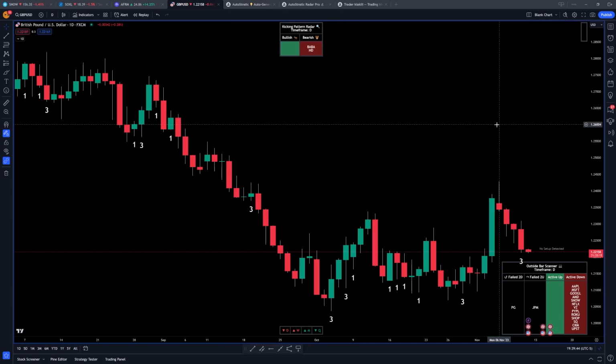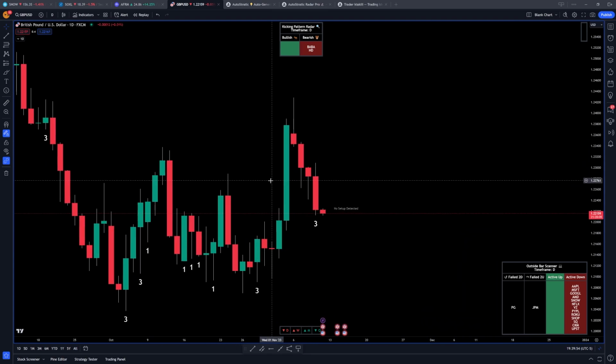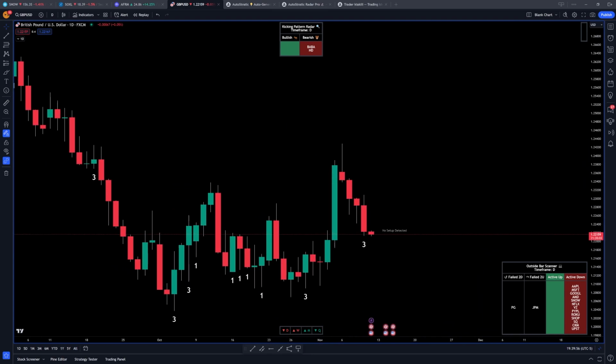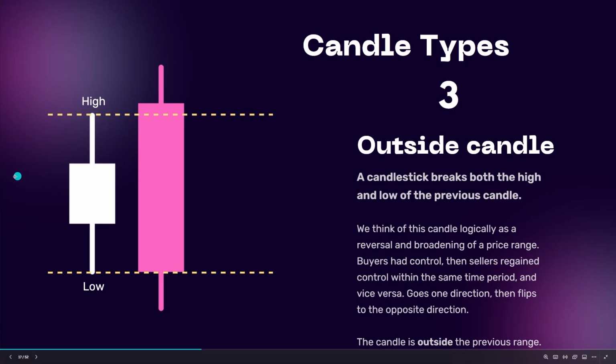So the first thing I will do is introduce the outside candle scanner, or the outside bar scanner. Essentially, maybe I can also pull up exactly what an outside candle is. So what is an outside candle? This slide that we designed here for you shows the three candle types.